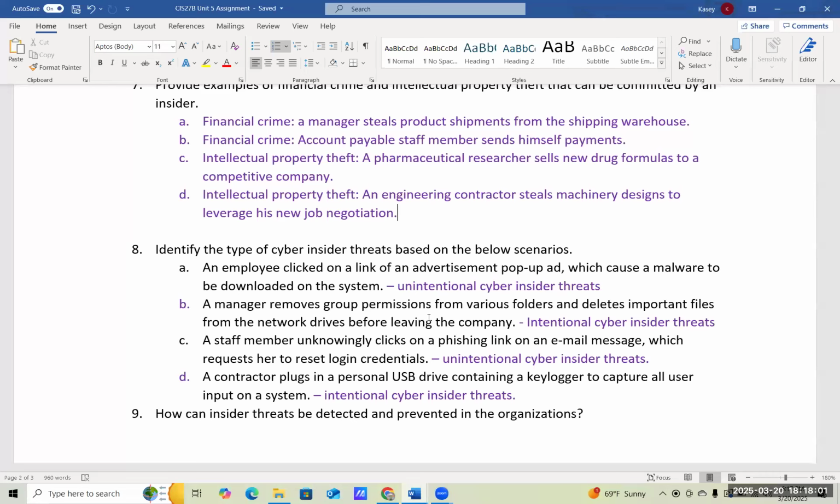Okay, scenario B. A manager removes group permissions from various folders and deletes important files from the network drives before leaving the company. This is an intentional cyber insider threat. They're unhappy with the company. So this is why we disable the account immediately upon resignation. Do not wait until the end of the workday. If they turn in the resignation at 8 a.m., at 8:01 you need to disable the account right away, okay? Because things like this will happen.